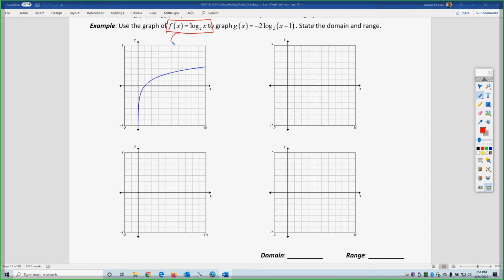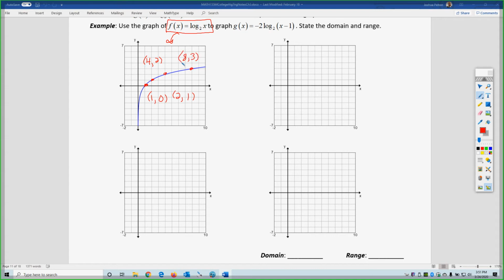you will get this graph. And we need to pick out a few points similar to what we did in the exponential section. So we'll take this point here, which is (1, 0). We'll take this point right here, which is (2, 1). And we'll take this point right here, which is (4, 2). And this point right here, which is (8, 3).